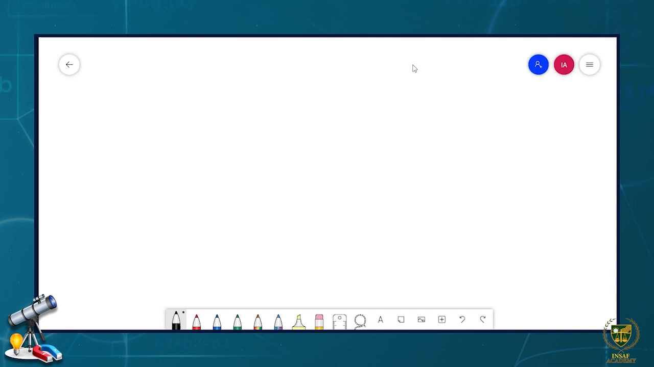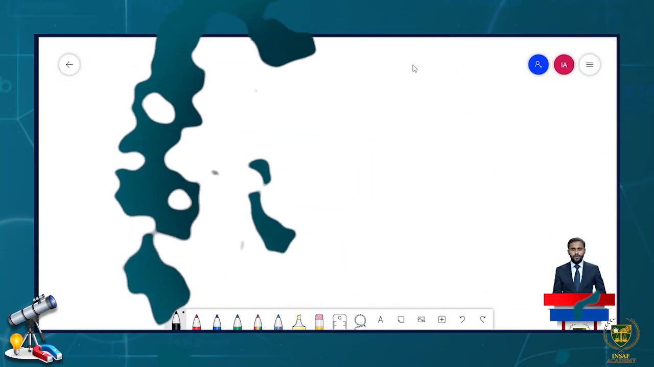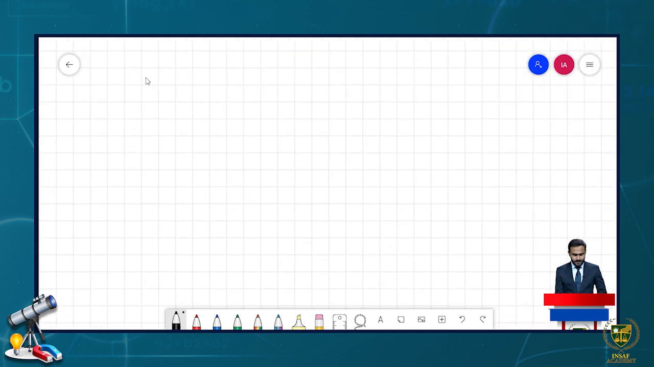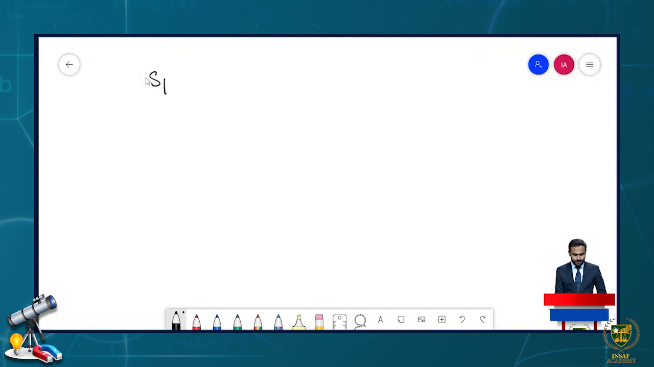And we know speed is the distance covered in unit time. So we can say ki speed ke formula mein aata hai distance over time. We know that speed is equals to distance over time. Time is a base quantity. So we can say कि इस केस में जो बेस क्वांटिटी इन्वॉल्व है वो है टाइम.